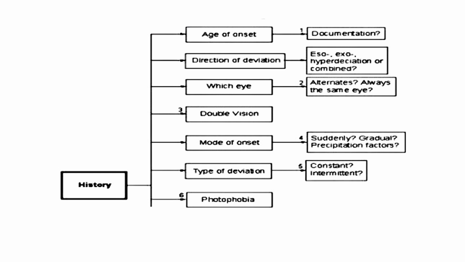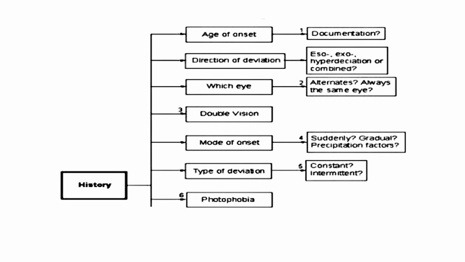Is it present all the time, or does it come on and off, or is there some association like near vision work, fatigability, or weakness? We have to know about the diplopia history. Now come to the mode of onset, whether the squint came suddenly or gradually, or whether there are some precipitating factors like weakness, fatigability, or some diseases which, after sickness and weakness, may lead to strabismus.